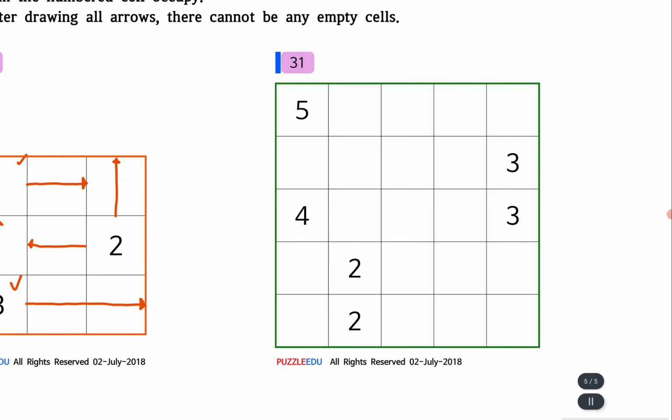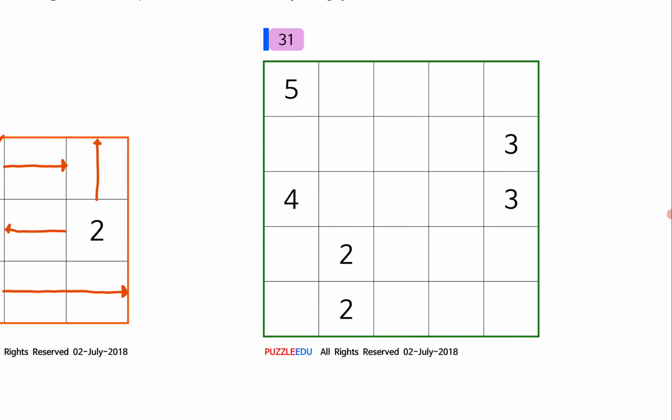Let's look at example 31. Here we have a much larger puzzle, but again, let's start with the highest number, number 5, right? Since it will take up the most space. Here we can extend to the right, 1, 2, 3, and 4 cells, okay? Now we can extend downwards 1 cell, and we know we have to do this because we cannot move diagonally, right? So this is the only way the number 5 will be satisfied, and there we go.